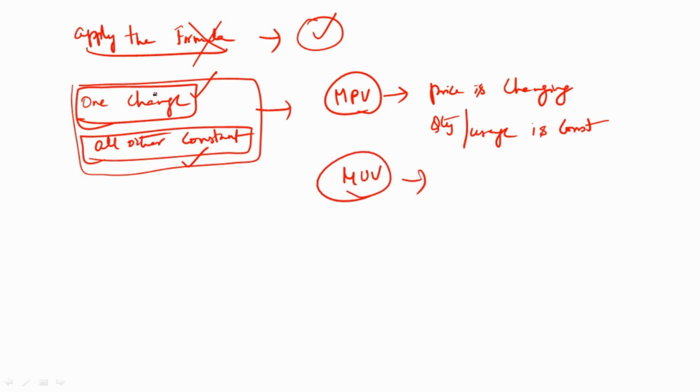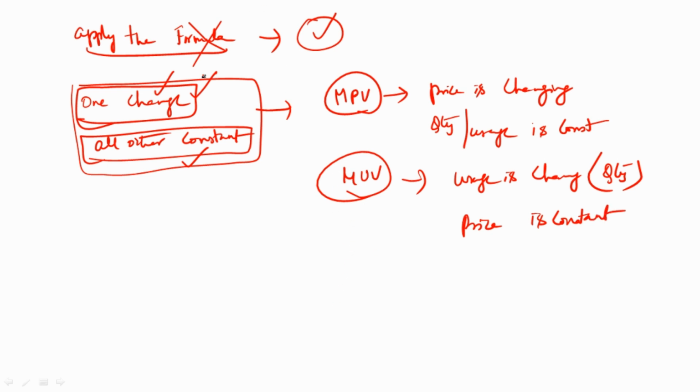What will be changing? I told you there should be only one change. So what is changing? Usage is changing. When I say usage is changing, usage is nothing but quantity. So which will be constant? Price is constant. You understand that? Same logic applies for all the variances as well.